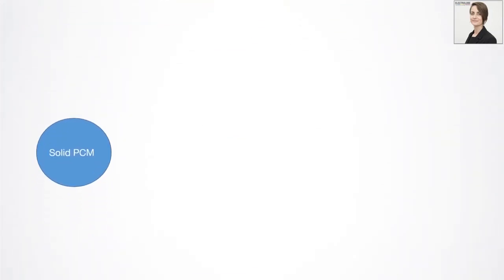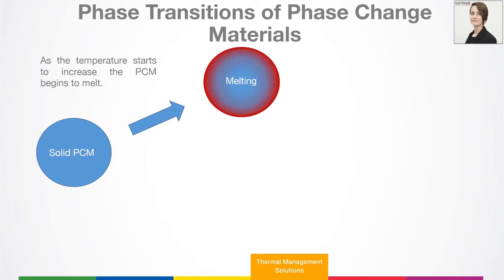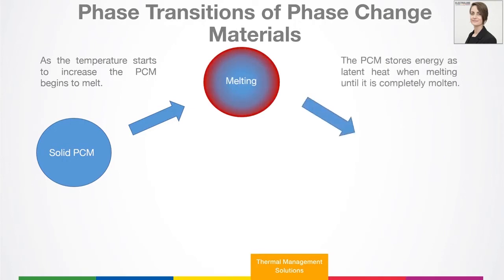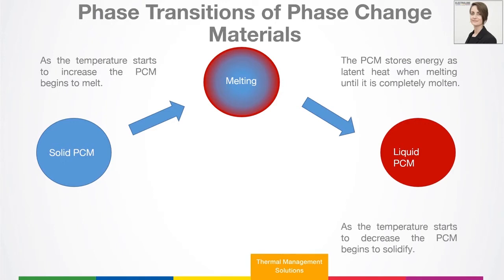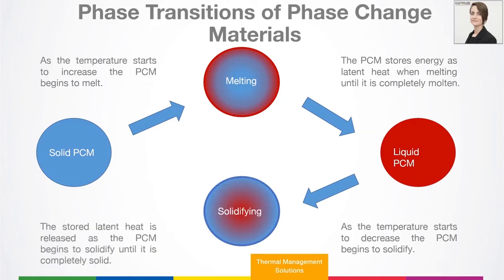So I'm just going to explain the phase transitions of a phase change material here. You have a solid phase change material. As the temperature starts to increase, the phase change material will begin to melt. That phase change material stores energy as latent heat when it's melting until it is completely molten. Then you end up with liquid phase change material, which is fully conformed to all of the contours of that interface, giving you maximum heat dissipation.